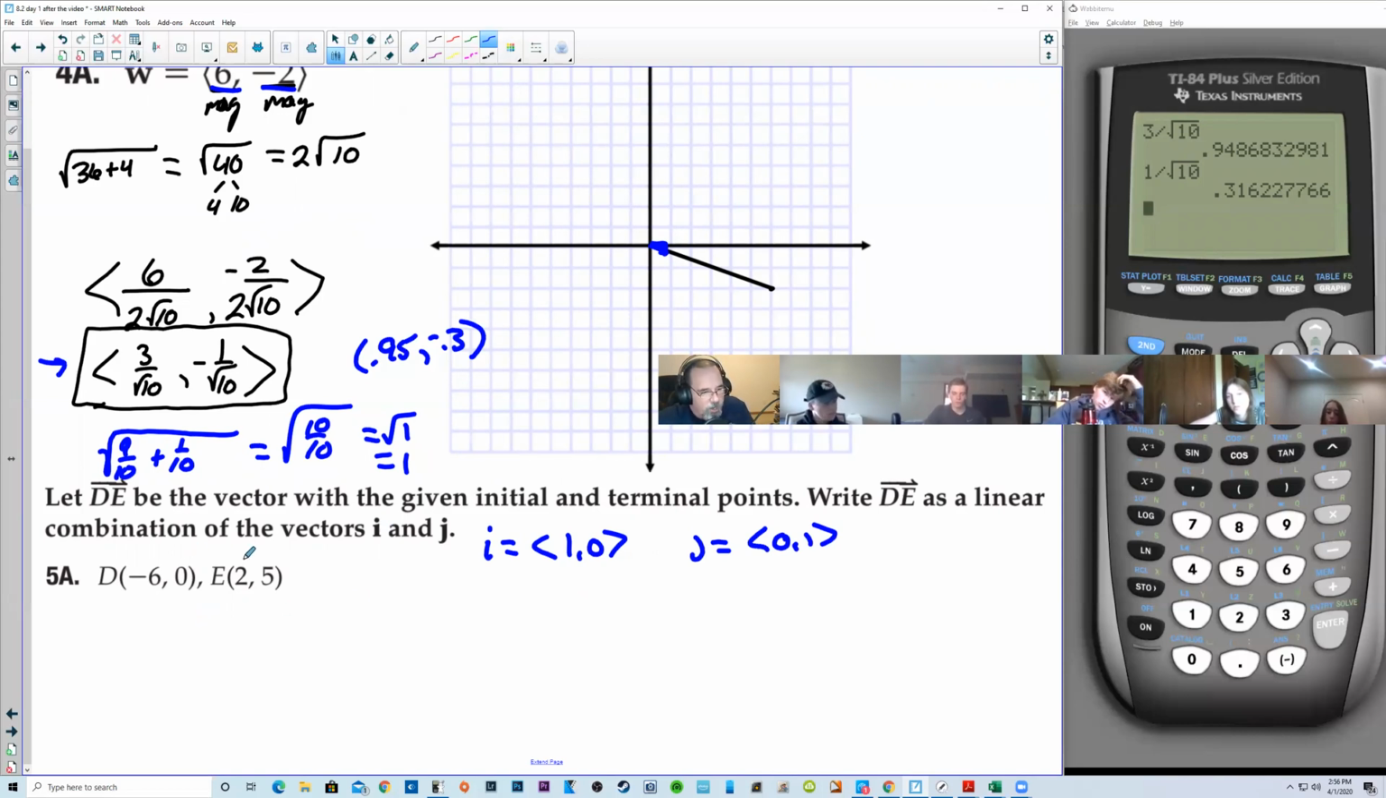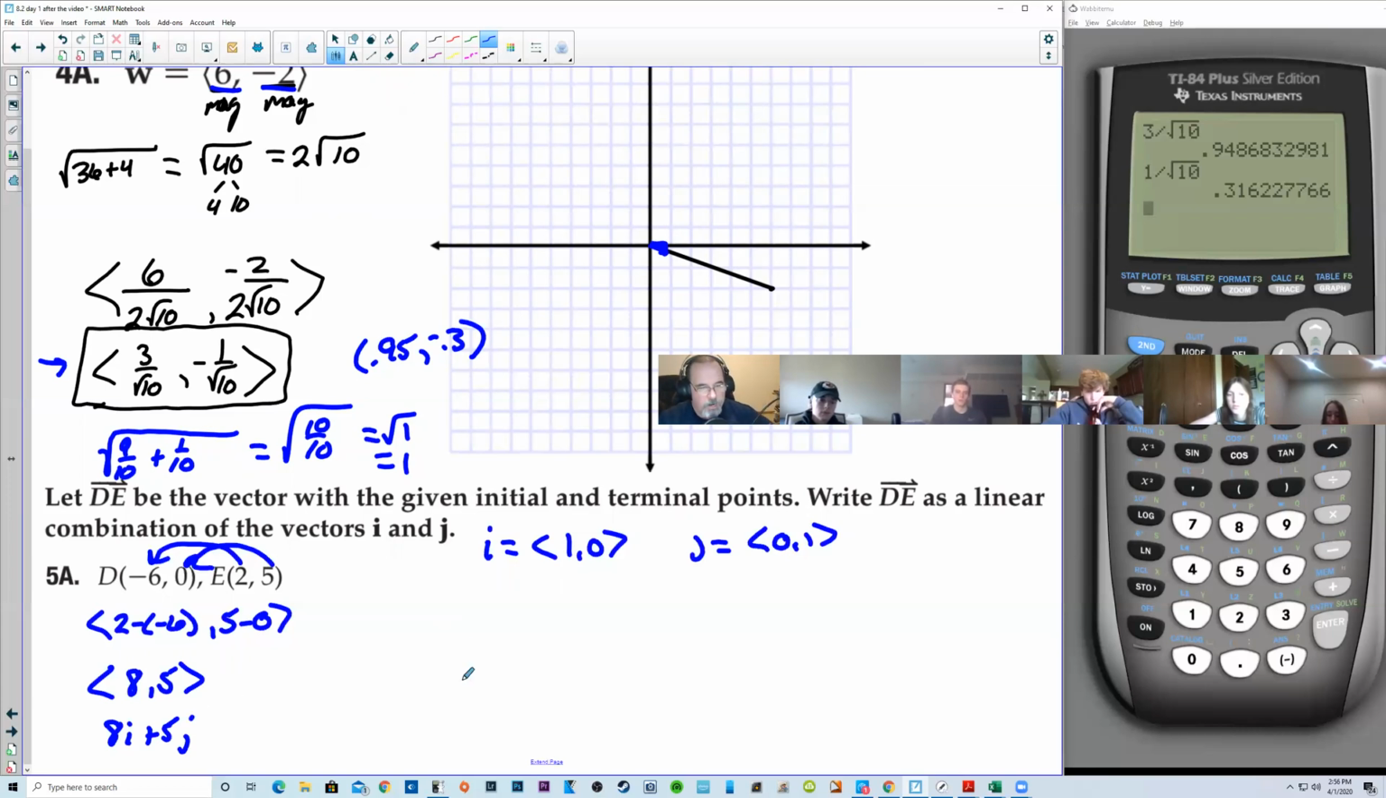So let's get the component form of DE. And you do that by taking 2 minus -6 and 5 minus 0. It's like finding the distance formula, really. 2 minus -6, 5 minus 0. So the component form is 8, 5. So maybe let me tell you what the answer is first, and then I'll explain why it is. So the answer is 8i plus 5j. That's it. That's all there is to it.